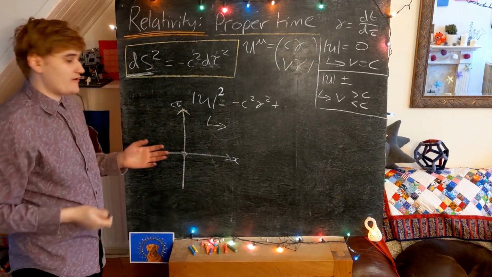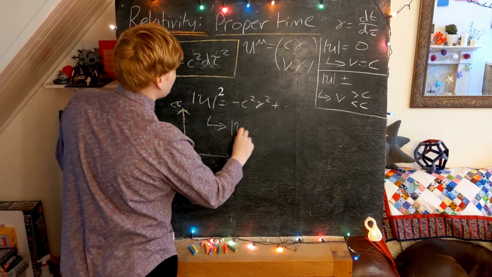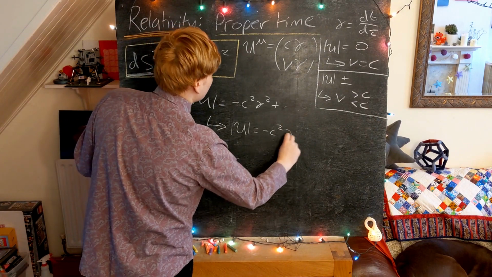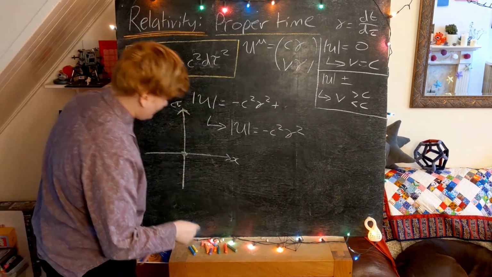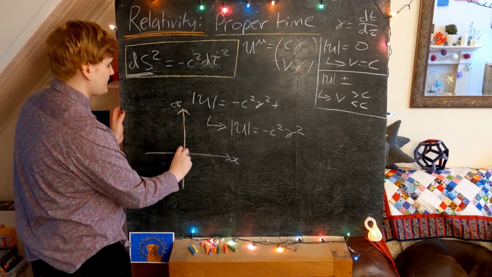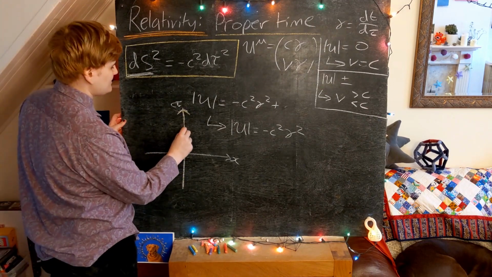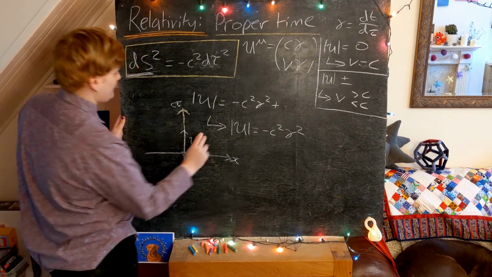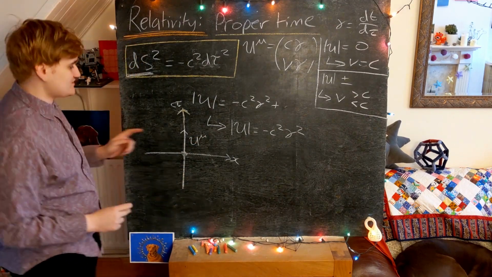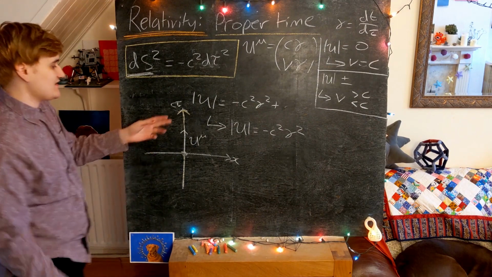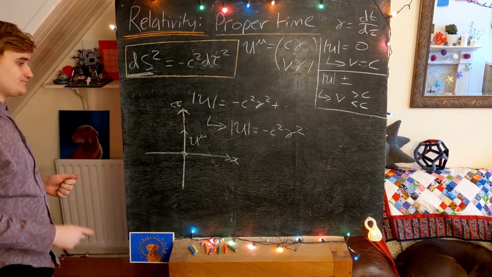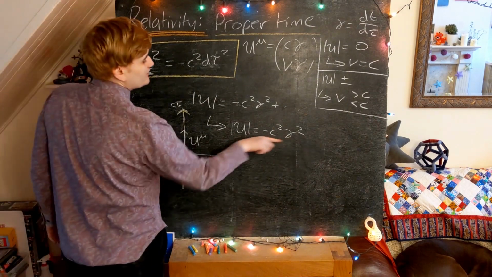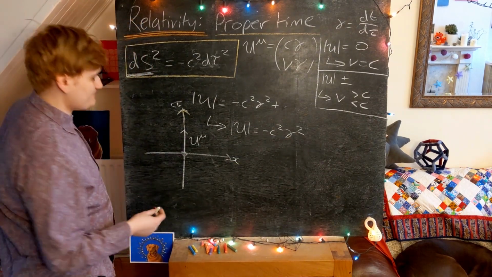And so we see that in our own reference frame, the length of our four-velocity vector is going to have to be minus c squared gamma squared. So of course, in our own reference frame, the tangent to our world line is just going to point straight up. And so this is our four-velocity vector. It's just a vector that points along the time axis, or the proper time axis. And now we've just seen that its length is going to be equal to minus c squared gamma squared.